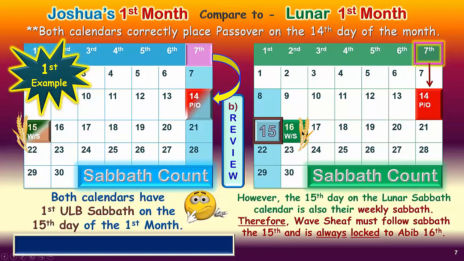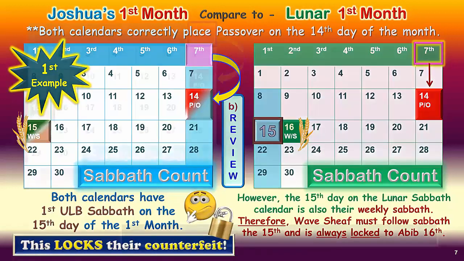So you see my cursor right here? The wave sheaf must follow the weekly Sabbath. On the lunar calendar, the 15th is their weekly Sabbath. So the wave sheaf must always be locked onto the 16th of the first month. Now we have learned elsewhere that there is a very serious problem being locked to the 16th. This is a locked calendar, and it locks onto their counterfeit.